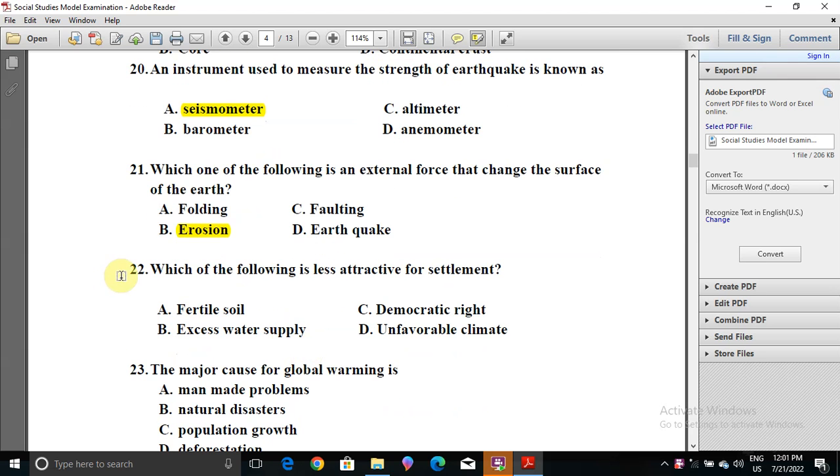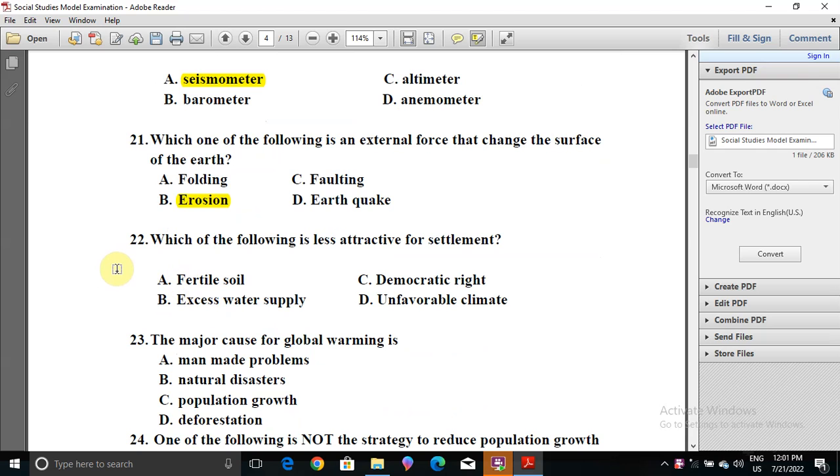Okay, now in question number 22, which of the following is less attractive for settlement? It will be fertile soil, excess water supply, democratic right, or unfavorable climate. The answer here will also be unfavorable climate, because it says less attractive for settlement.